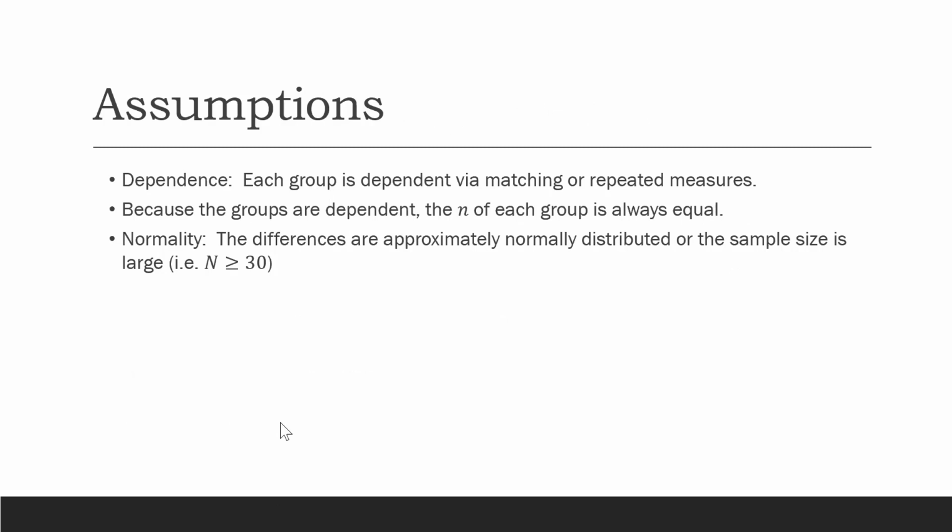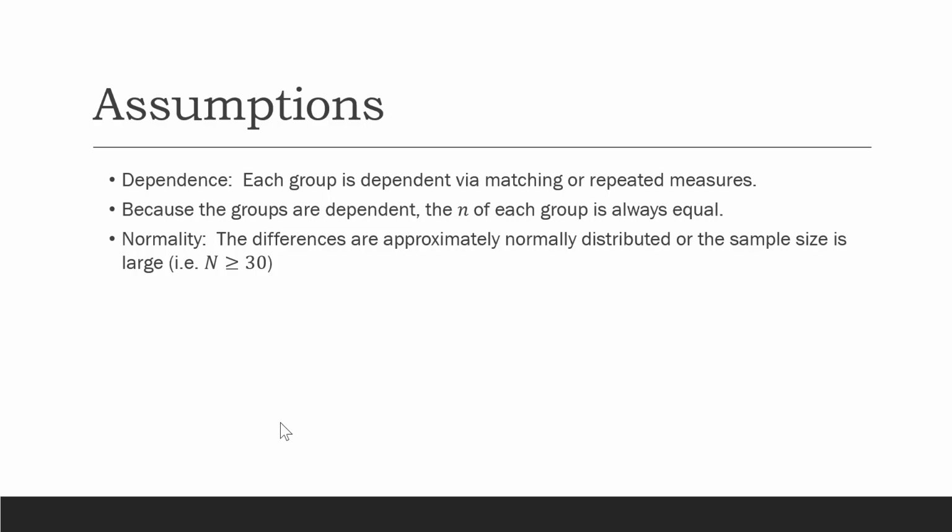Just as our independent samples t-test had assumptions, those required characteristics of our data in order for us to appropriately use our hypothesis test, our dependent samples t-test has assumptions as well. One is that we need to have dependence in our data.